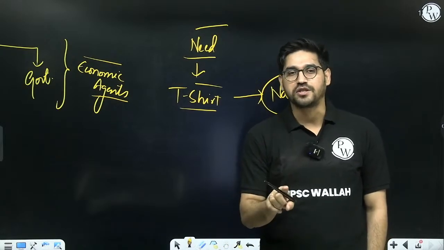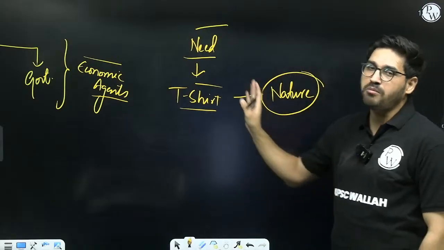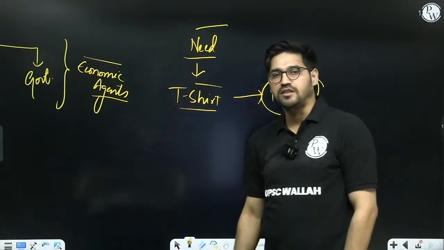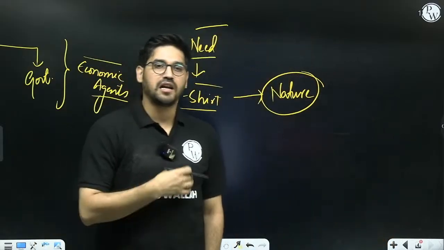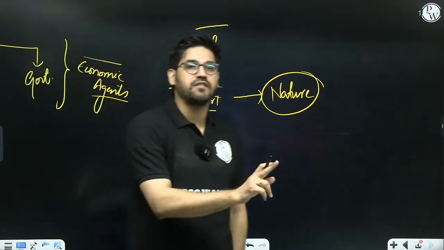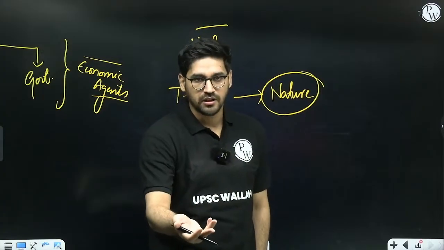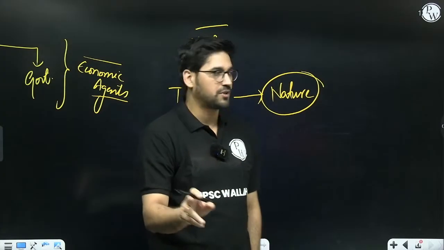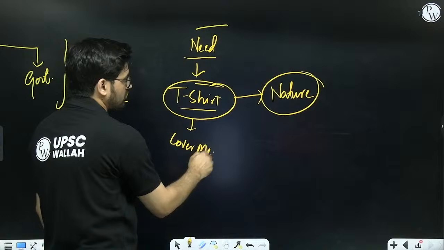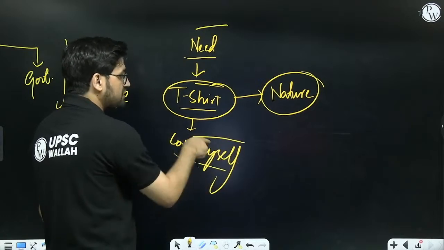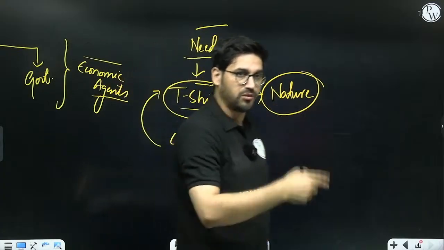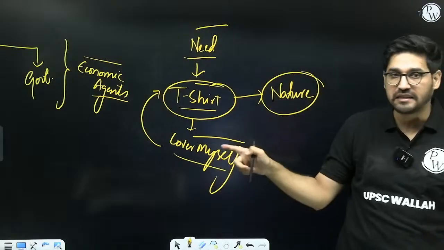I got this t-shirt because there were some agents which converted natural resources into these t-shirts. For example, the t-shirt that I am wearing today is a cotton t-shirt. Cotton is available in nature or can be grown in nature, but a t-shirt is not grown in nature. My need is to cover myself. This need will be satisfied by a commodity called a t-shirt, and t-shirts are not available in nature. Somebody is going to be making these t-shirts.